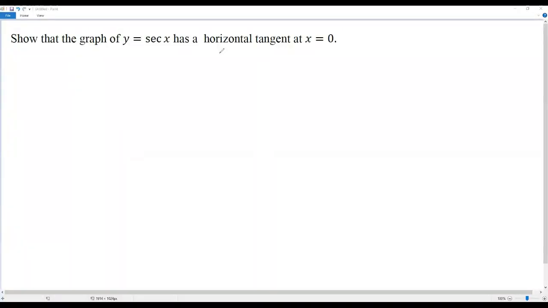Here we have an AP Calculus AB problem. Okay, let's go with the information. Show that the graph of y equals secant x has a horizontal tangent at x equals 0.